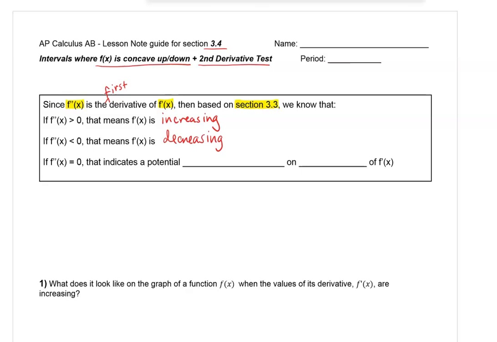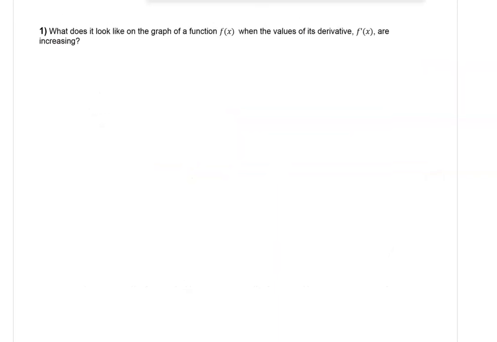And again, if f double prime is 0, that indicates a potential max or min value on the graph of f prime. Because again, this is if the second derivative were to change signs. That would mean the first derivative of f prime would be changing direction, which means f prime would be hitting a max or a min. So this is basically the 3.3 lesson, but applied to the first derivative of f based on the second derivative of f.